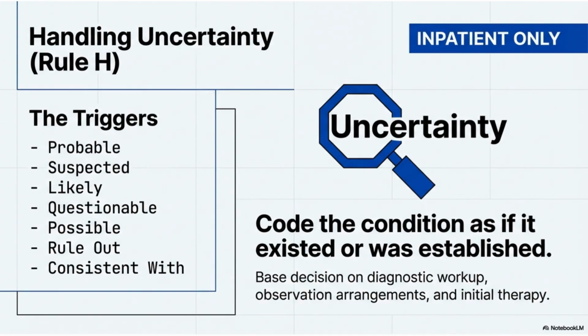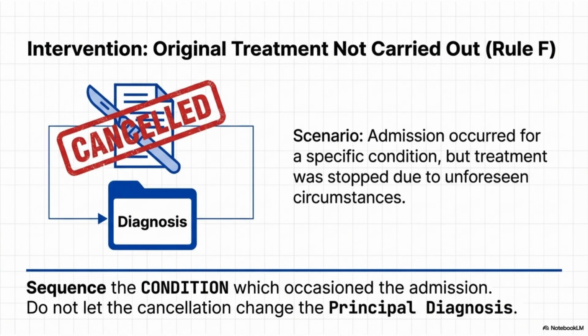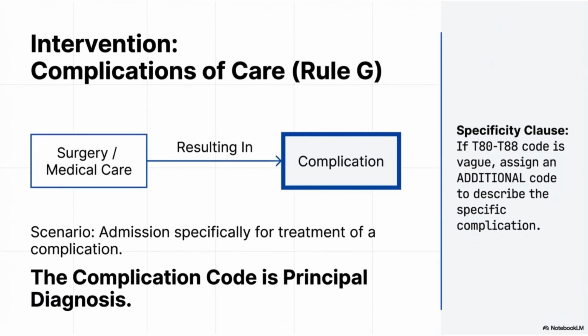If a patient is admitted for a specific condition but treatment is cancelled due to unforeseen circumstances, the principal diagnosis remains the condition that occasioned the admission. Cancellation does not change the principal diagnosis. When a patient is admitted specifically for treatment of a complication, the complication code becomes the principal diagnosis. If the T80-T88 code is vague, assign an additional code to describe the specific complication.